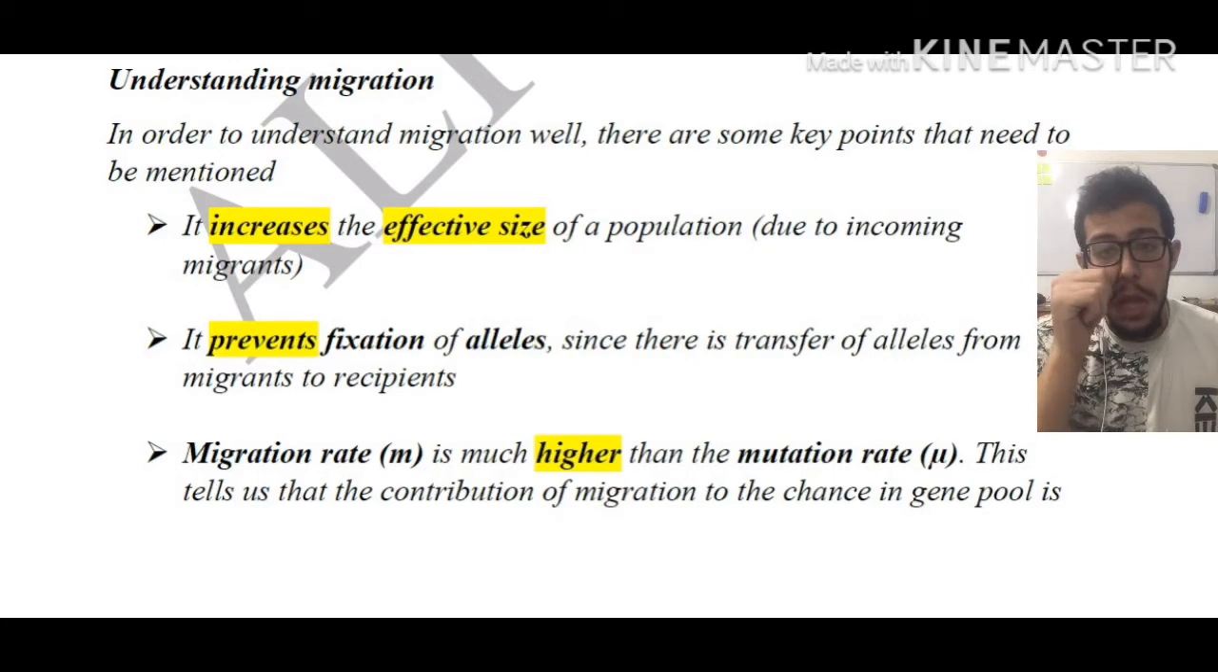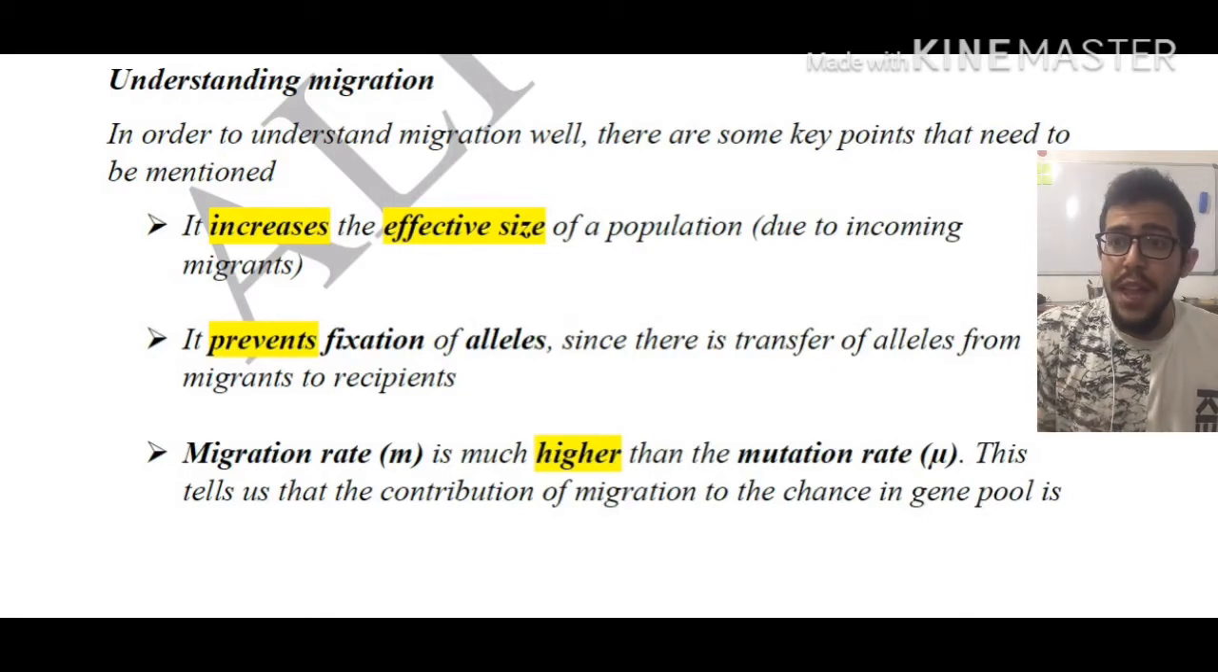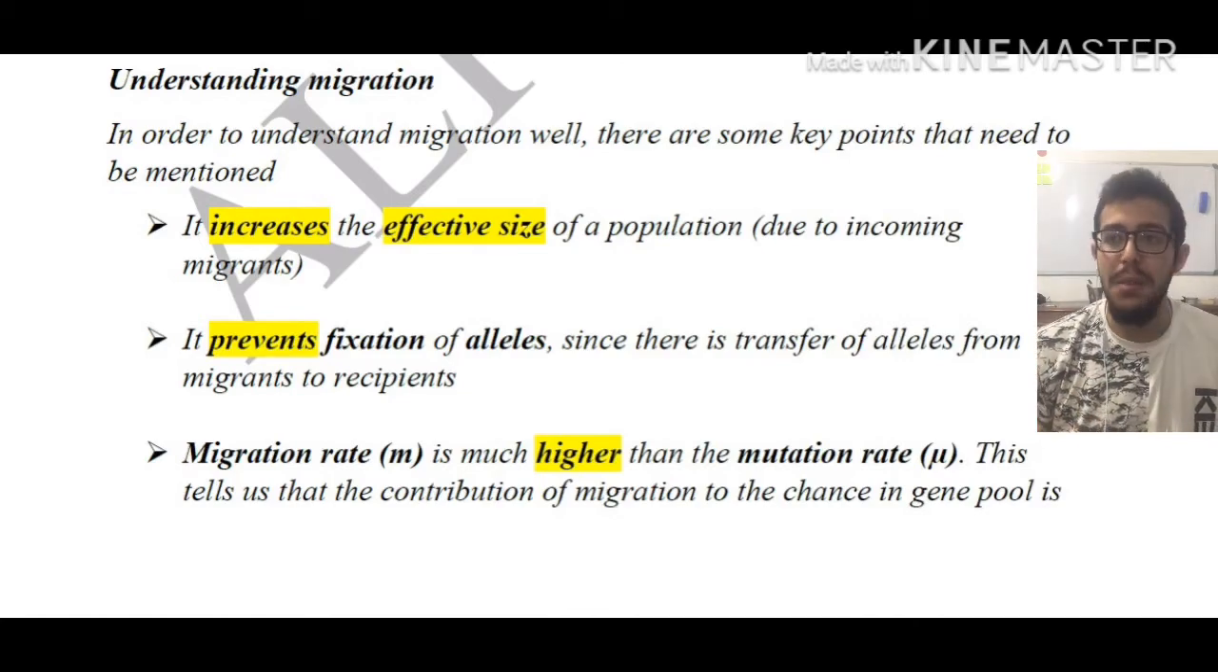Also, the migration rate, referred to as M, is much higher than the mutation rate, referred to as mu. This tells us that the contribution of migration to the change in the gene pool is much higher than that of mutation.